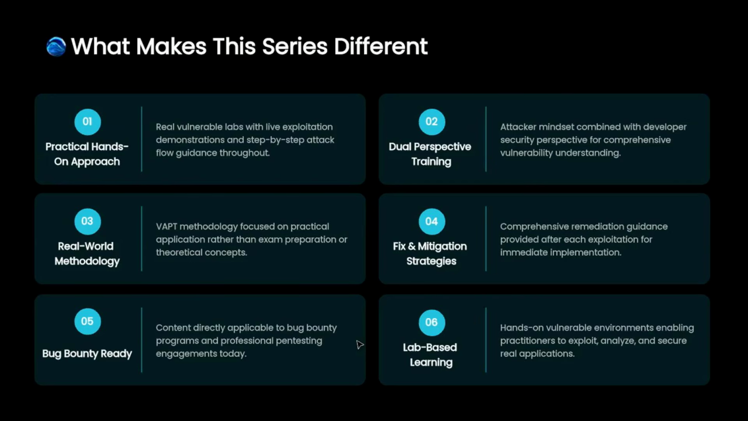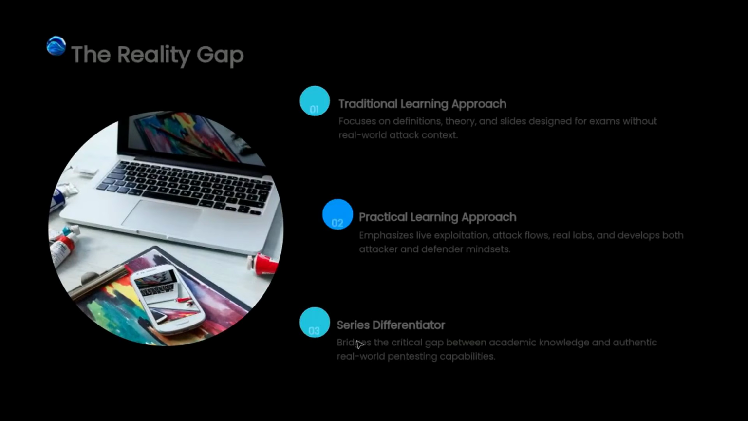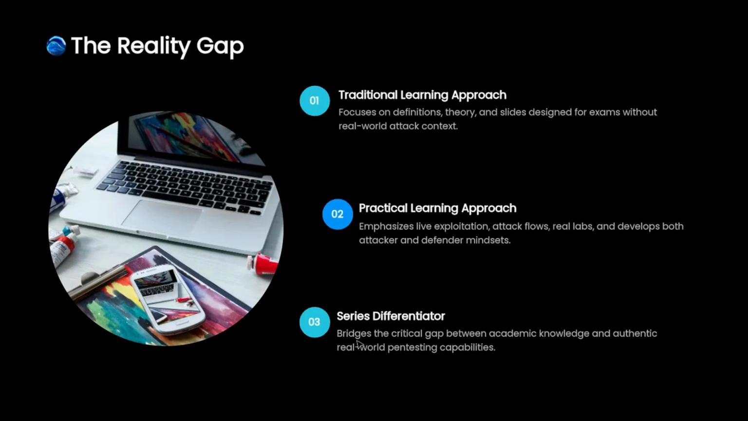So what is the reality gap? As everybody knows, the traditional learning approach mostly focuses on theory. No one focuses on practical skills. People think theory is what matters, but what actually matters is practical knowledge. The more rooms you have solved, the more knowledge you get, and the better you become. So it is better to get practical knowledge, and this is where ThunderCipher comes in.